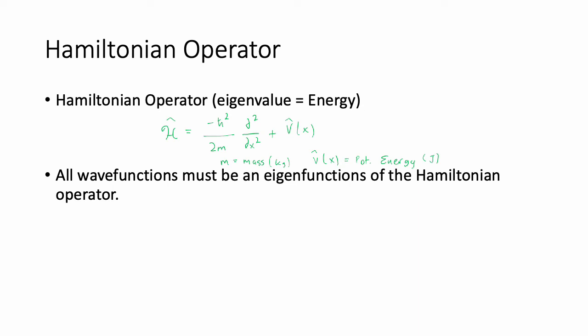So all wave functions must be an eigenfunction of the Hamiltonian operator. This actually leads to the famous Schrödinger equation, which is basically that I apply the Hamiltonian to any wave function and I get energy back, which is my eigenvalue.